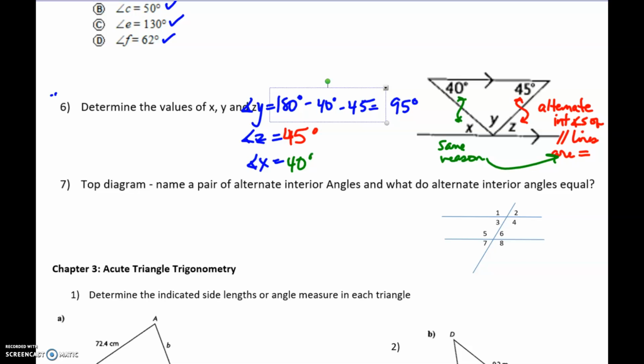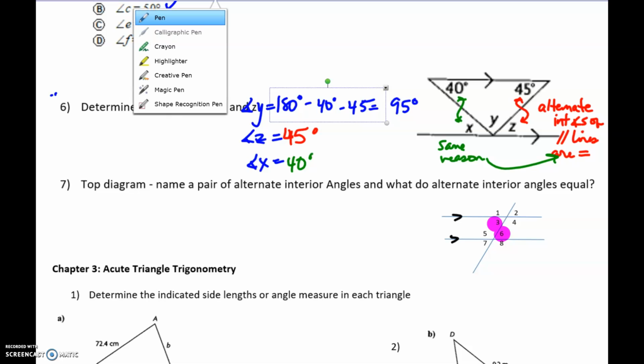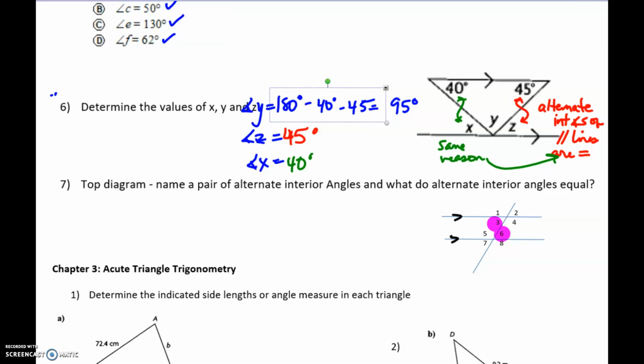And alternate interior angles of parallel lines are those two, and of course these should be marked as parallel, and the other two, 5 and 4. Those angles with the same color will be equal if the lines are parallel.